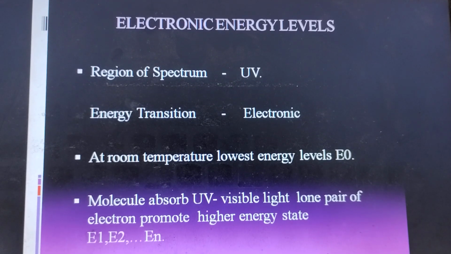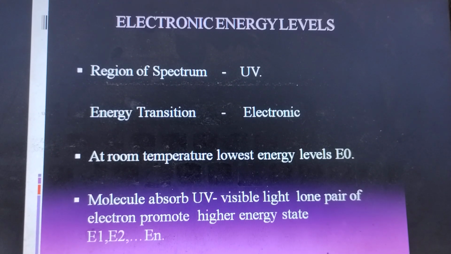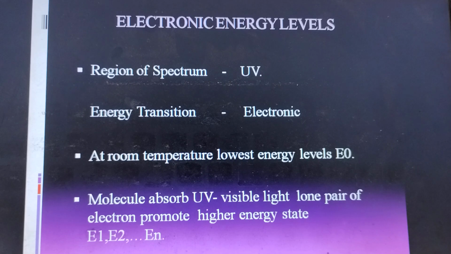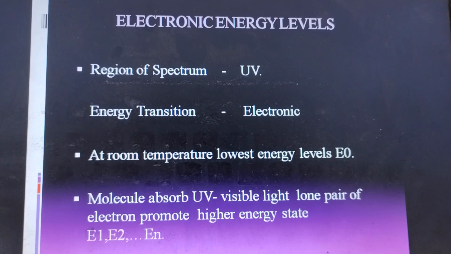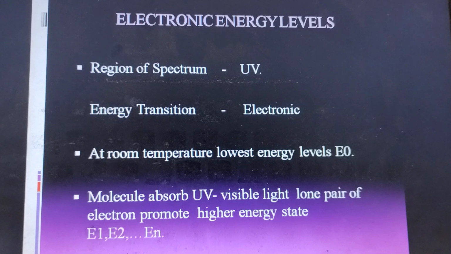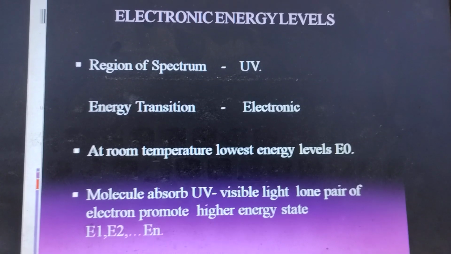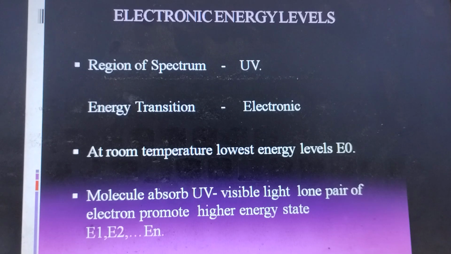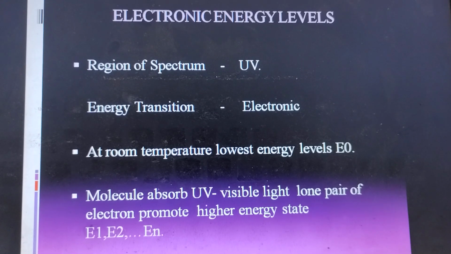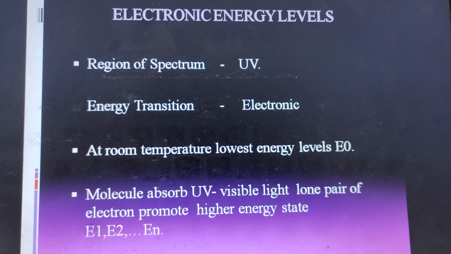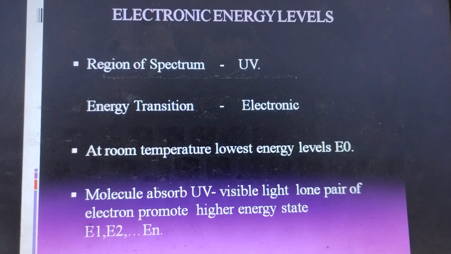Especially in the electronic energy level, in UV visible light spectroscopy, the molecule absorbs the UV visible light. The lone pair of electrons is promoted to higher energy levels E1, E2, E3. This is the energy level of electronic transition, especially in UV visible spectroscopy.